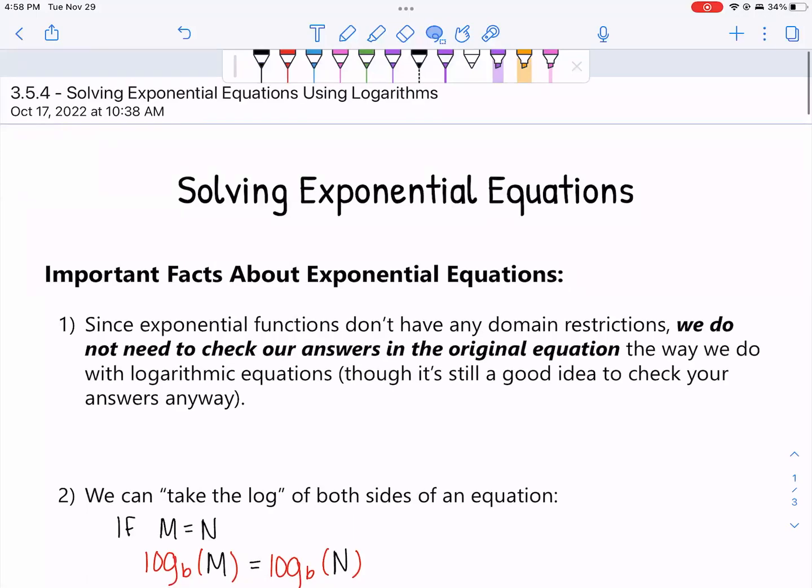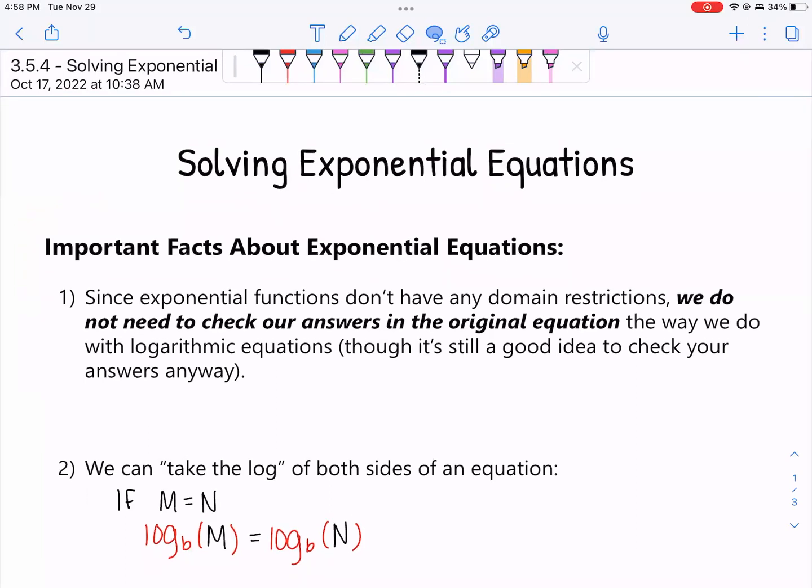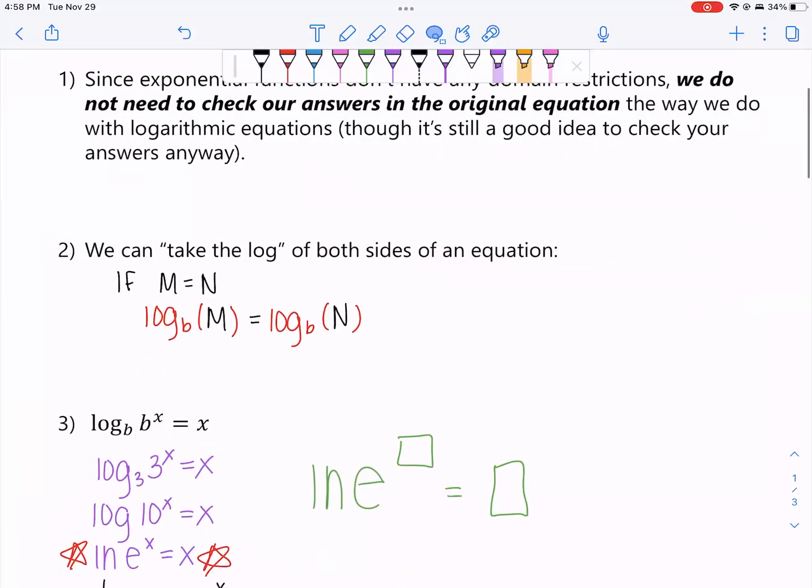Solving exponential equations using logarithms. All right, in the previous exponential equation video, we talked about solving exponential equations by finding a common base. In the beginning of that video, we talked about important facts about exponential equations. If you haven't watched that video, please do at least watch the very beginning of it where I go through this page. I'm going to give you a brief overview of it, but please do watch that.